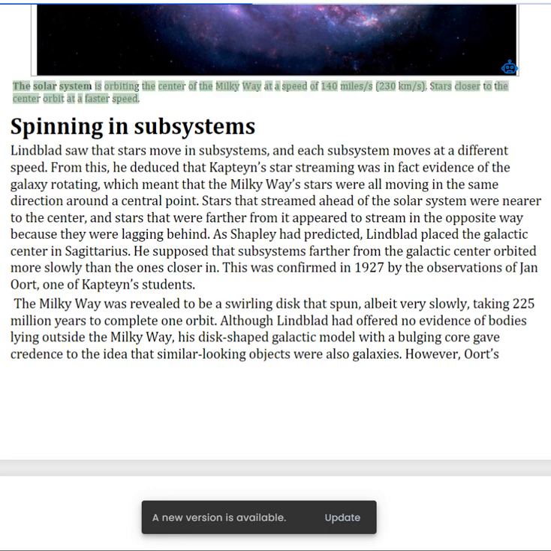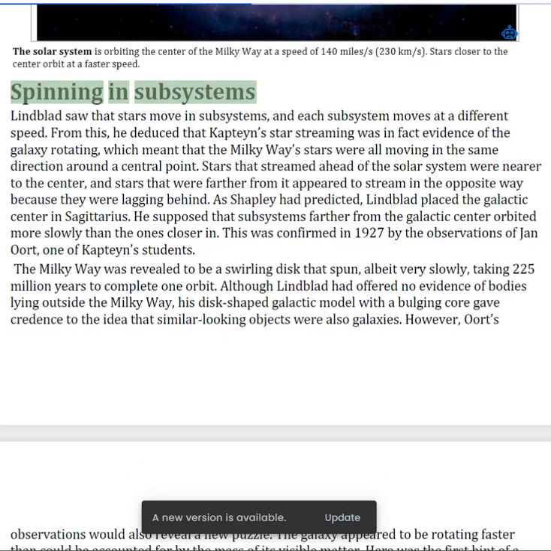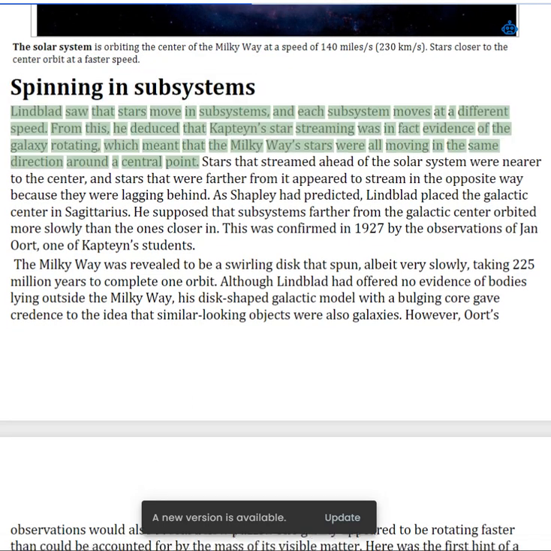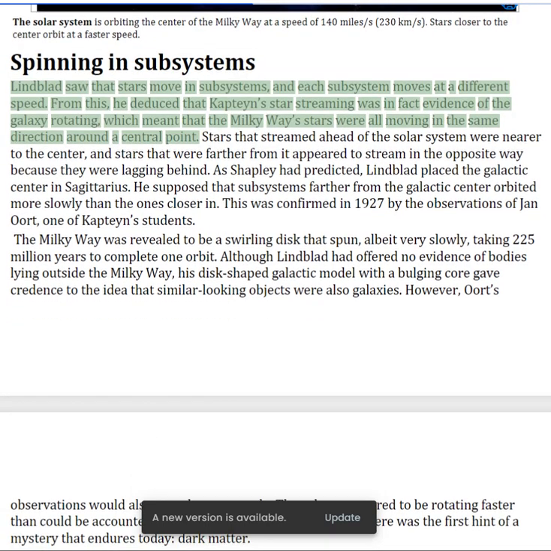The Solar System is orbiting the center of the Milky Way at a speed of 140 miles per second; stars closer to the center orbit at a faster speed. Spinning in subsystems. Lindblad saw that stars move in subsystems, and each subsystem moves at a different speed. From this, he deduced that Kapteyn's star streaming was in fact evidence of the galaxy rotating, which meant that the Milky Way's stars were all moving in the same direction around a central point.